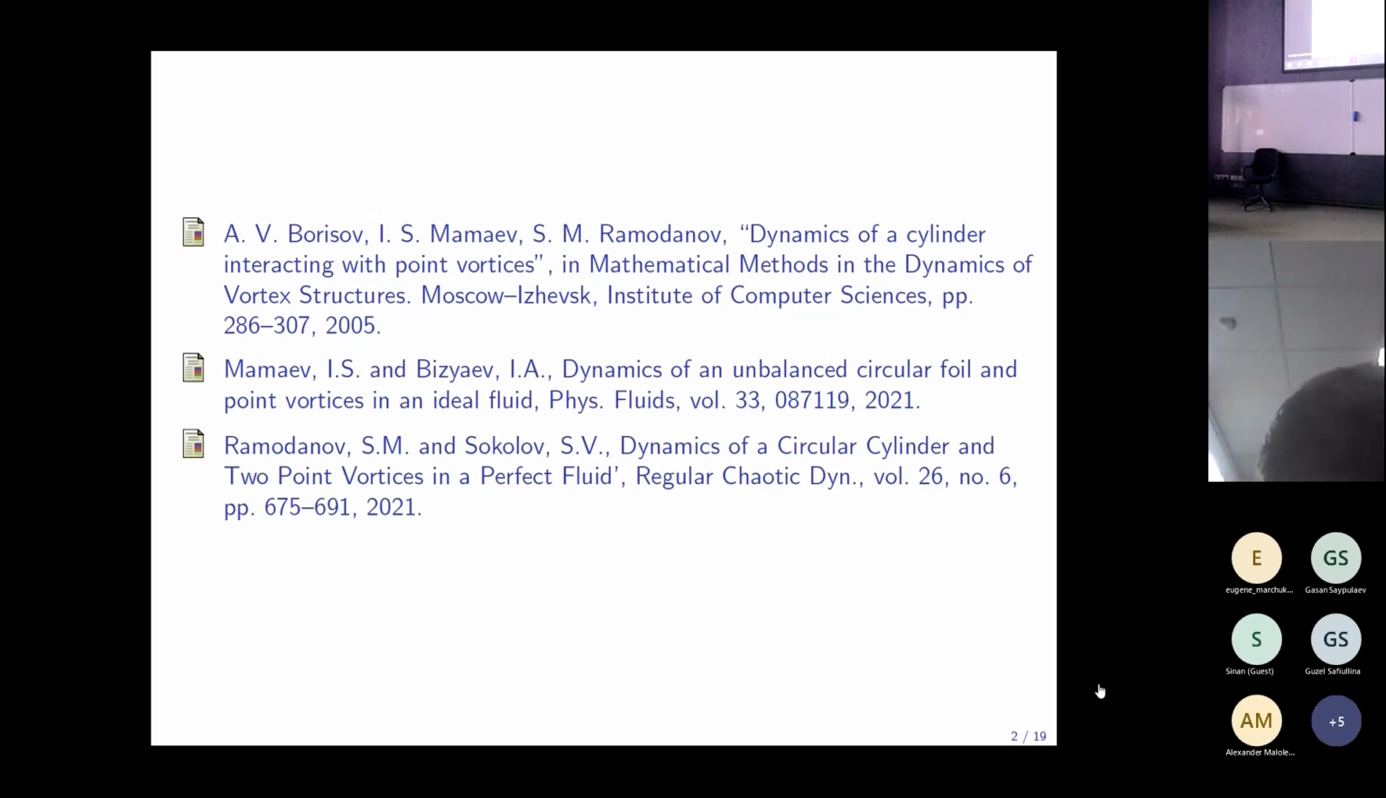The dynamics of the interaction of point vortices with a moving cylinder has been studied in many papers. The motion equations of such a system are constructed in paper 1, Borisov, Mamayev, Ramadanov. Papers 2 and 3 give an overview of the current state of the field of research, together with the original results of the authors. Next slide, please.